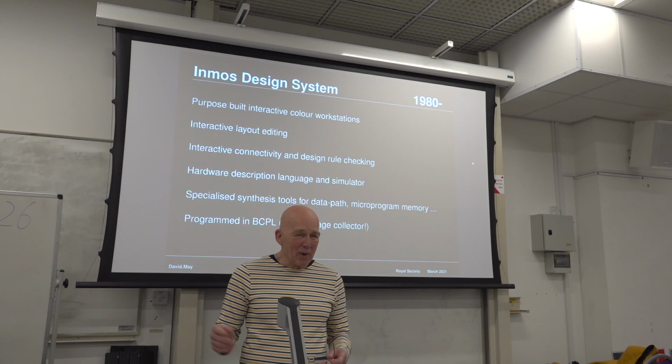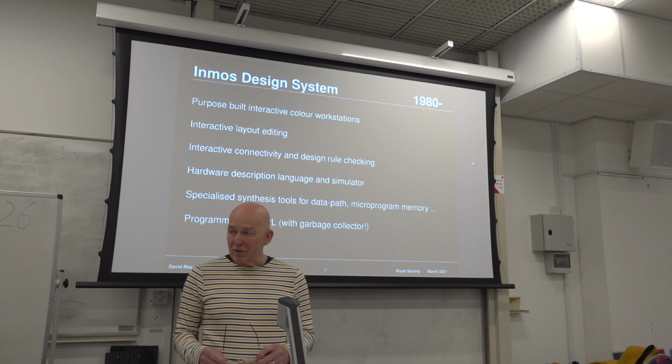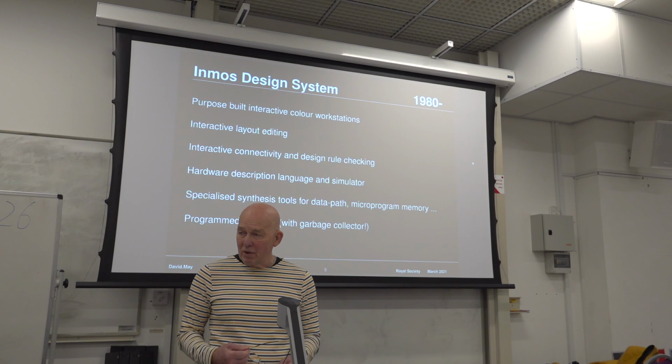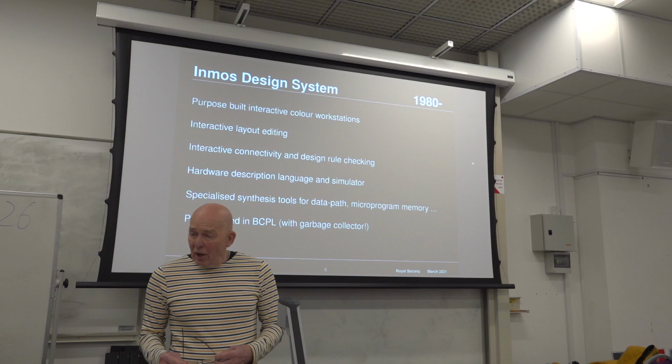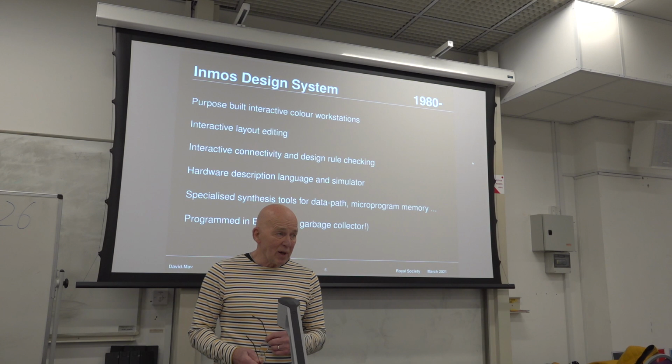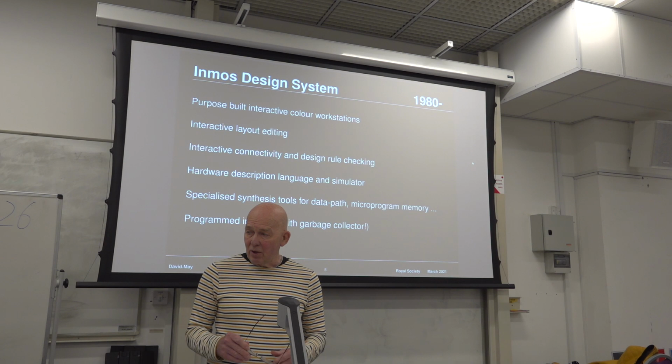And so it did all kinds of useful things. It checked the circuit connectivity automatically against our hardware description language that we'd also designed, and it checked design rules automatically. So our designers knew that the stuff they were putting in was going to produce correct designs. And we built some special synthesis tools for processors, essentially the data paths with the registers and arithmetic units and so on, and the microprogram control memory. These were all tools that we added to our design system to make the design of the transputer possible.